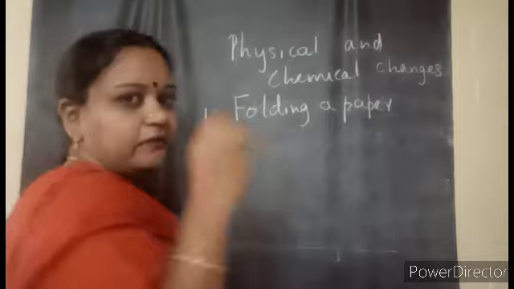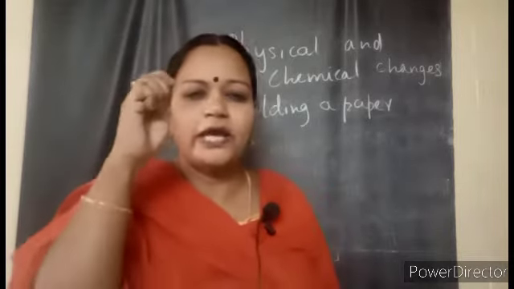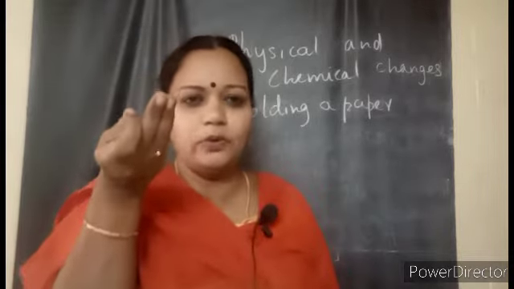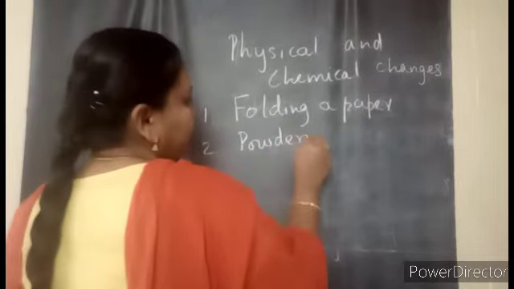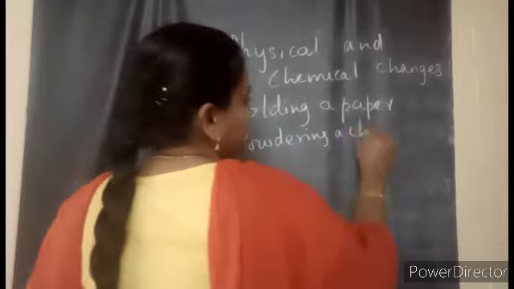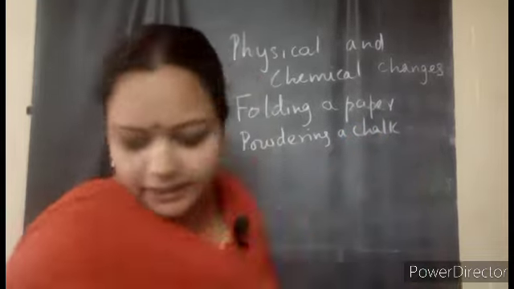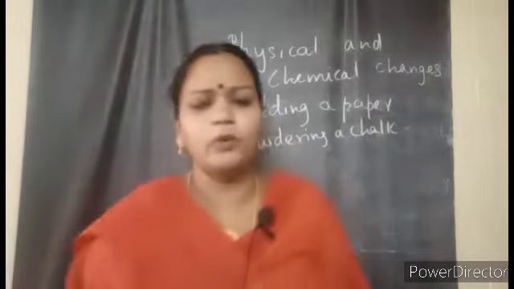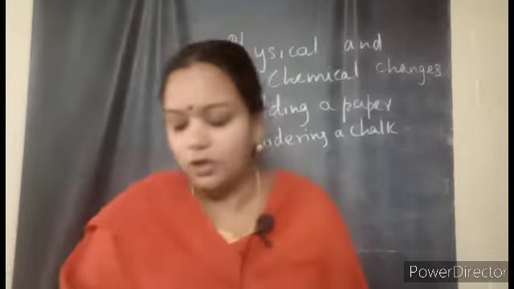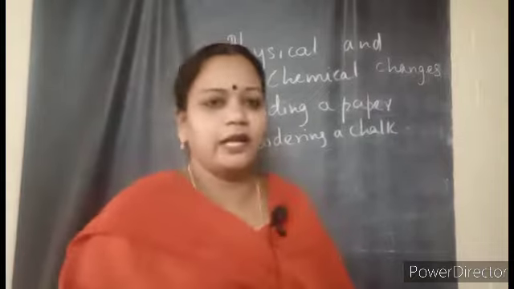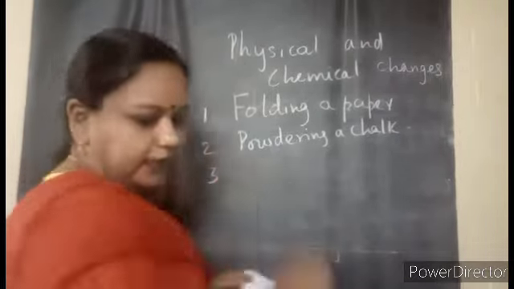And then, you can see the chalk piece in my hand. I can powder it and I will get the powder. So powdering, that is one change, no? Powdering a chalk. I will make this chalk into a powder and I will get powder pieces like this, no, children? Like this I will get the powder, so that I can collect and keep. That is one example.